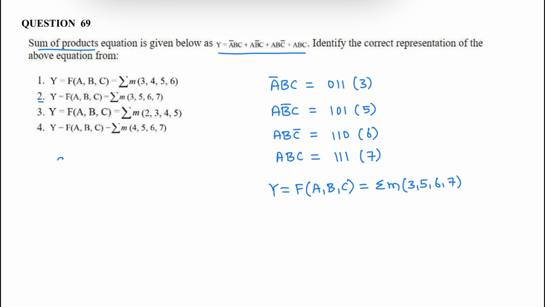In an SOP expression, the variable is treated as 1 and the variable in complemented form is written as 0. So from this, the SOP expression is sigma small m of 3, 5, 6, 7. So the correct answer is option 2, sigma small m, sum of products, small m 3, 5, 6, 7.